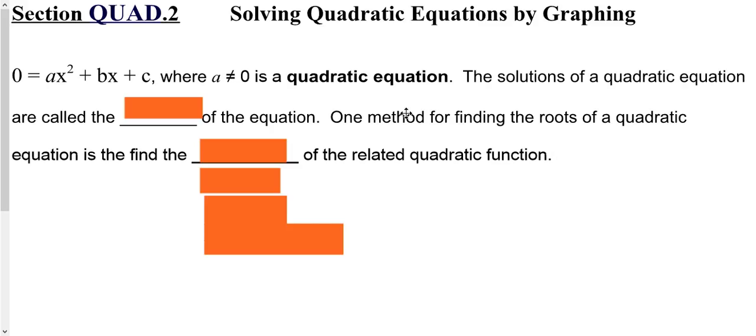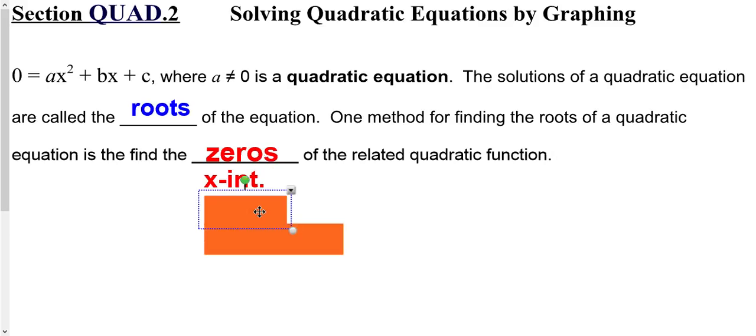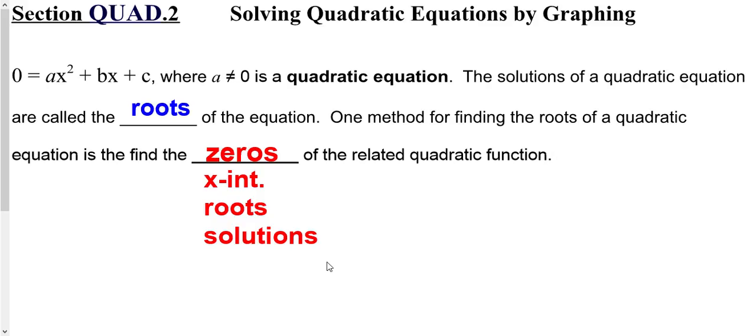It's a quadratic equation because we have an equal sign in here and we only have one variable, which is x. Now the solutions to our quadratic equation are called roots. Now, one method of finding our roots is to really find our zeros. Well, what are zeros? Zeros are really where your quadratic function crosses your x-axis, your x-intercepts. So zeros, x-intercepts, roots, or solutions are all kind of referring to the same thing, where if you would graph the equivalent quadratic function, it's where you cross the x-axis.